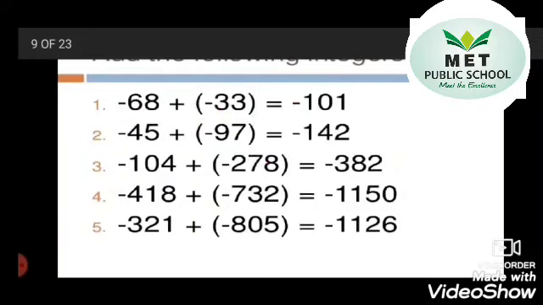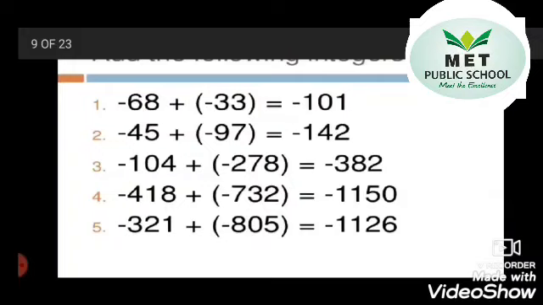So second one, minus 45 plus minus 97. So your next step will be minus 45 minus 97. Since both the symbols are negative, minus minus, you are adding both the numbers to get 142 and you are putting the bigger number's sign, that is minus.